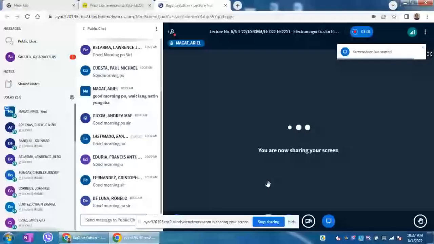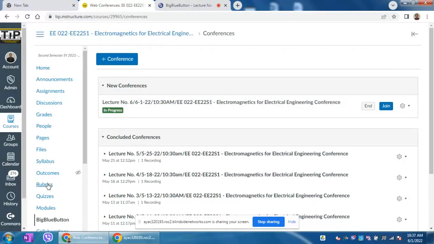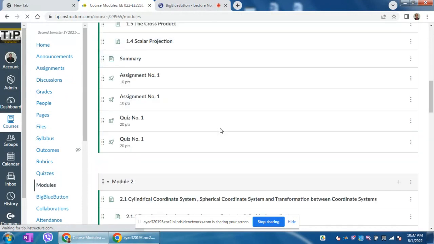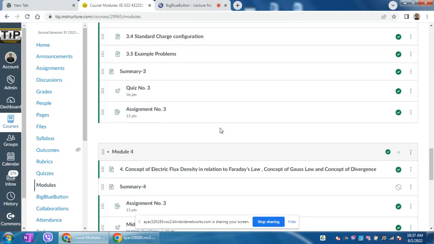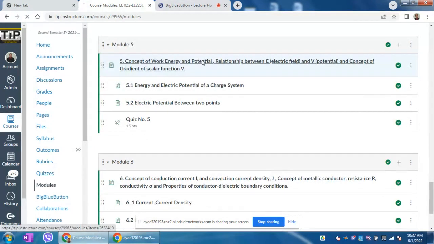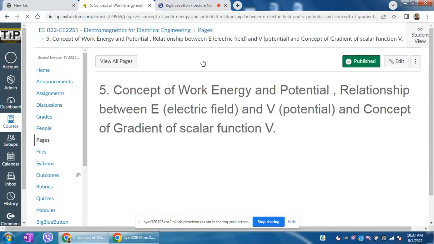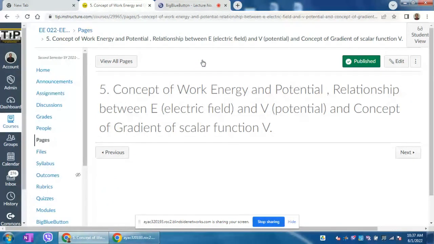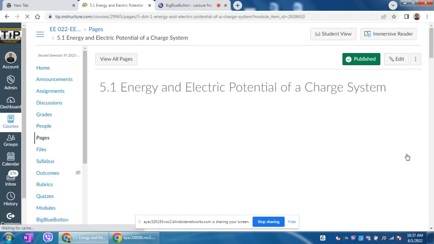Then I will go to the module. So we are now in module number 5. We're almost done na po with the discussion. So module 5 po, we'll talk about the concept of work, energy, and potentials, and then we'll have the relationship between electric field and potential V, and then the concept of gradient of scalar function V. So ito po yung mga pag-uusapan natin ngayon.